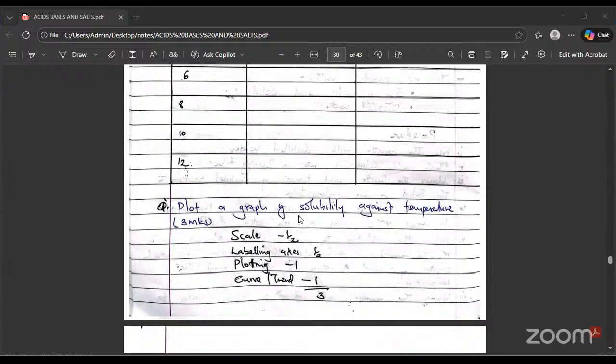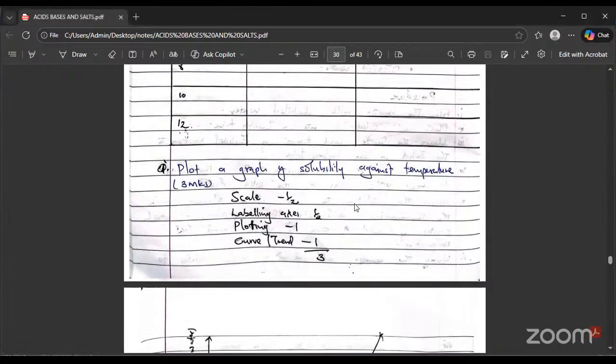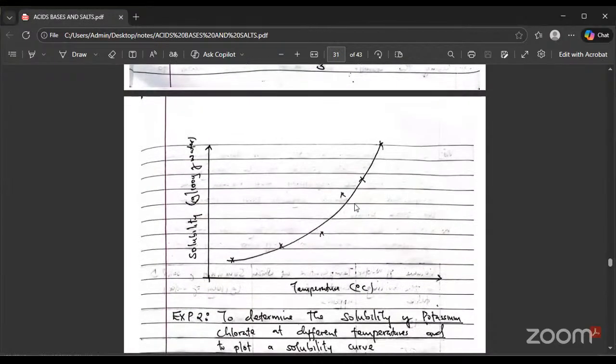But I think for this one it is because you still have some questions to answer. So for this one, you have labeled solubility, in grams per 100 grams. You have the temperature in degrees Celsius, and then you plot the graph. And I'm telling you, it is not a must for all the points to conjoin.